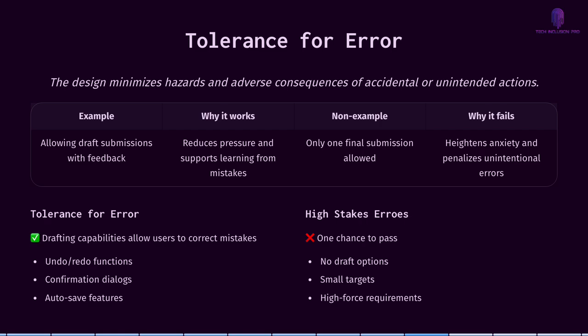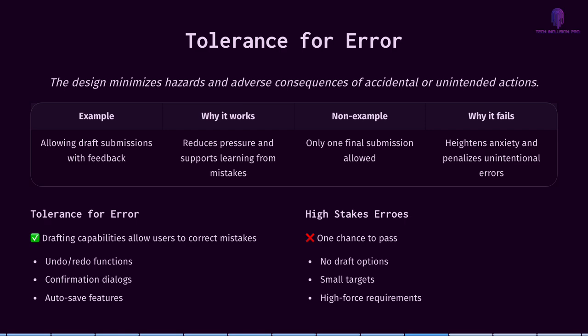The next component here is tolerance of error. So the design minimizes hazards and adverse conditions of accidental or unintended actions. What this means is, can folks engage with the training without having fear of constantly being wrong, and when they are wrong, being punished for doing so? So could we give people more time to engage with things? Can you allow draft submissions, maybe if you're doing an IEP report or an RFP or something like that? How do you reduce the pressure of learning something new when the stakes aren't as high, right?